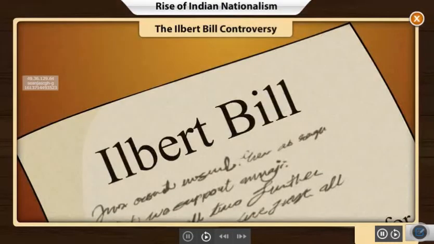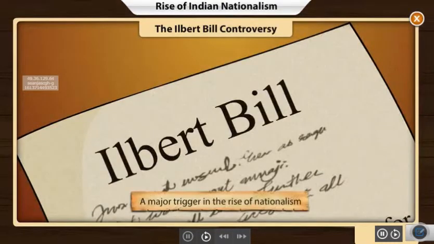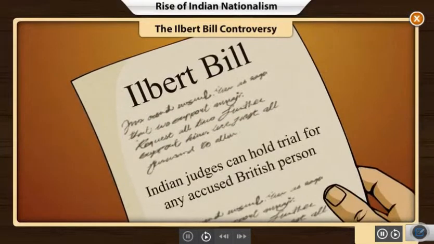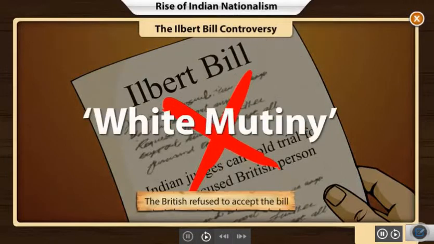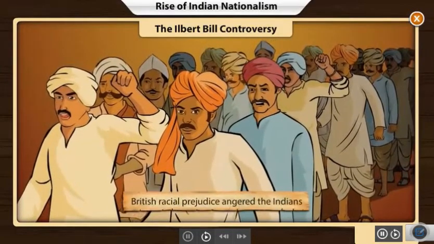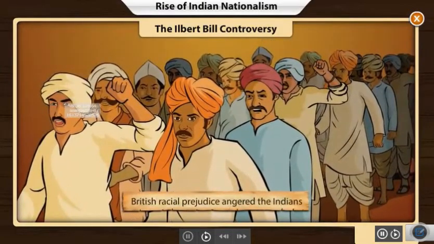The Ilbert Bill controversy was a major trigger in the rise of nationalism. According to the bill, Indian judges could hold trial for any accused European or British person. British refused to be judged by any Indian and strongly opposed the bill. The agitation that followed came to be known as the White Mutiny. This racial prejudice angered the Indians and highlighted the need for an all-India organization to voice their concerns.